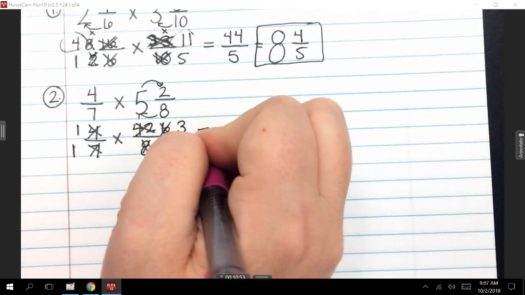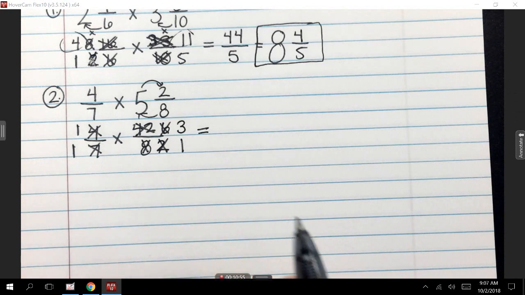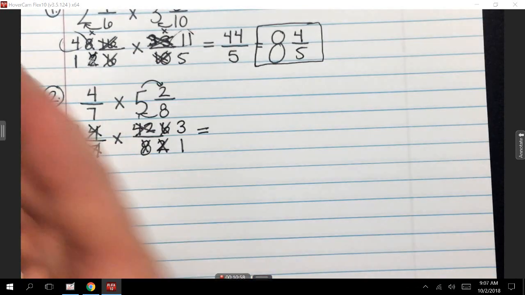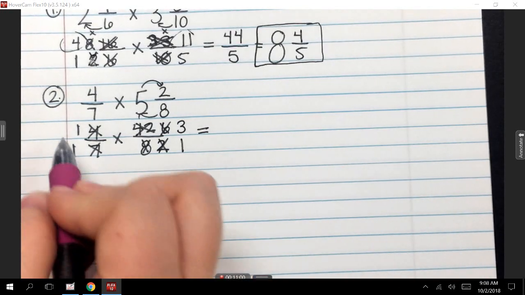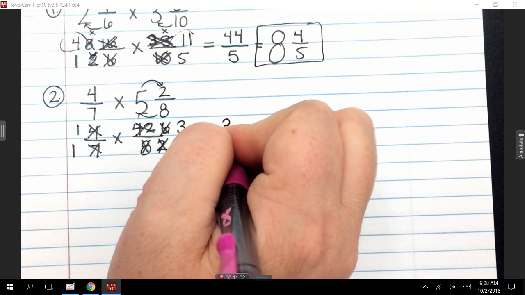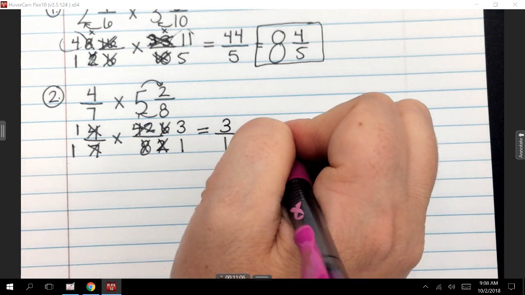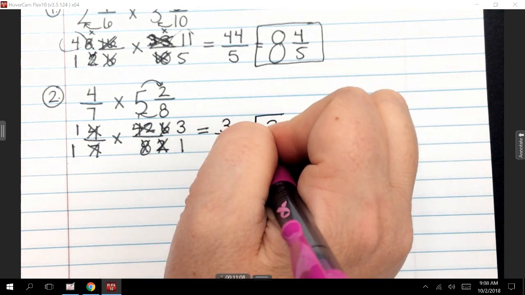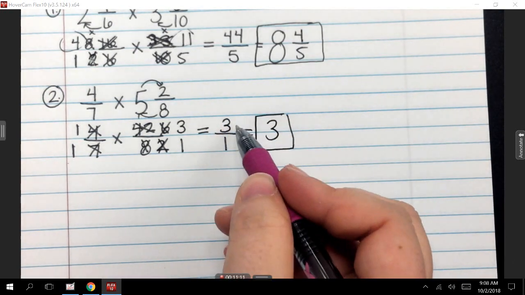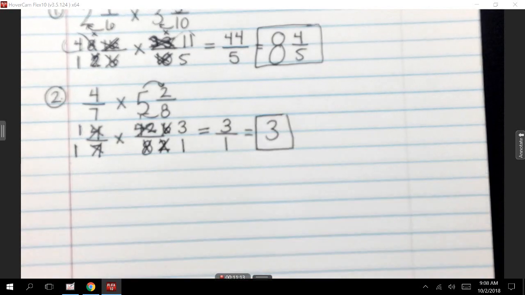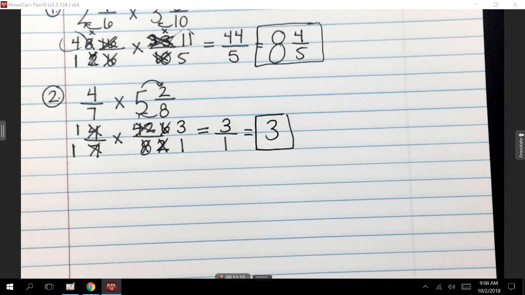All right. So when I multiply these, guys, they look like they're crazy hard, but when you get all the simplifying done, they're super easy. 1 times 3 is 3. 1 times 1 is 1. And what is 3 over 1 the same as? 3. 1 will go into 3 times, and there's nothing left over. So that's it.